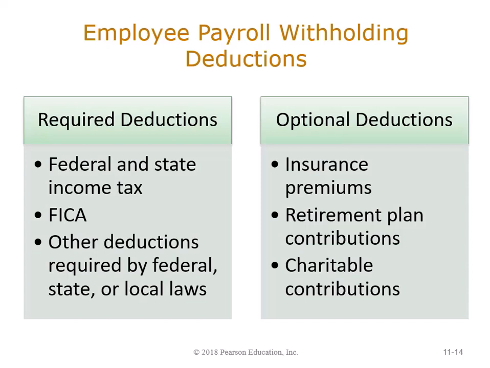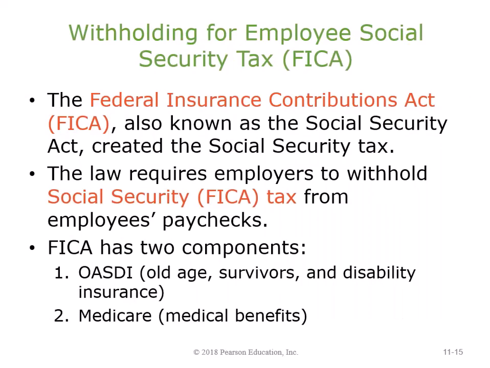And then you've also got optional deductions. These are the things that the employee may elect to have deducted from their check. This could be insurance premiums, maybe for medical insurance, dental insurance, life insurance, something like that. Contributions for retirement plans, like a 401k contribution. And then a charitable contribution. Some companies will have it set up so that you can make deductions that go to the United Way or some other local charitable campaign.